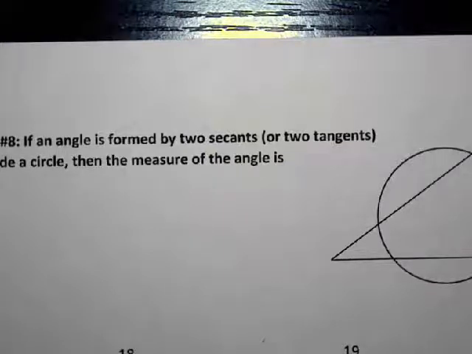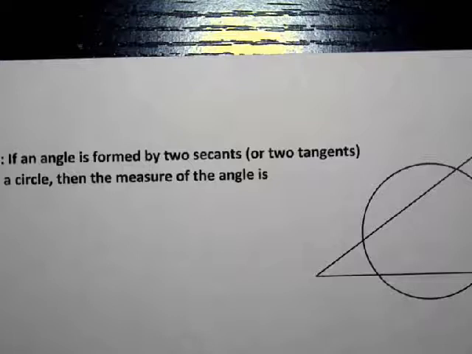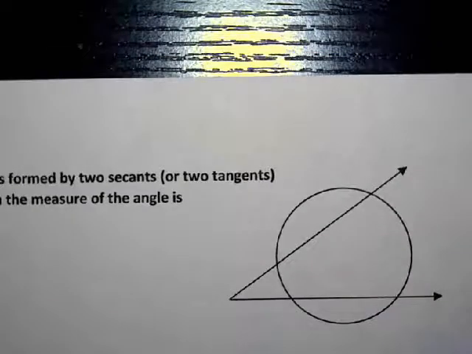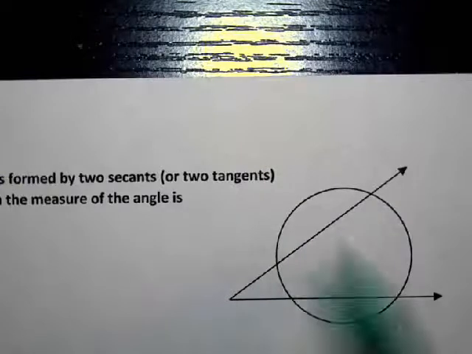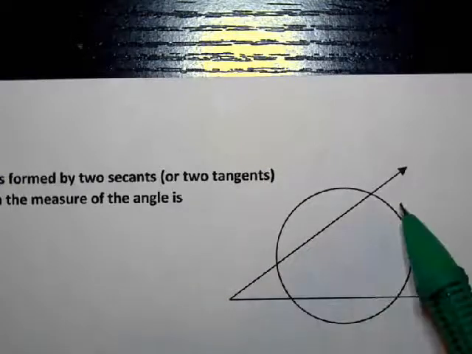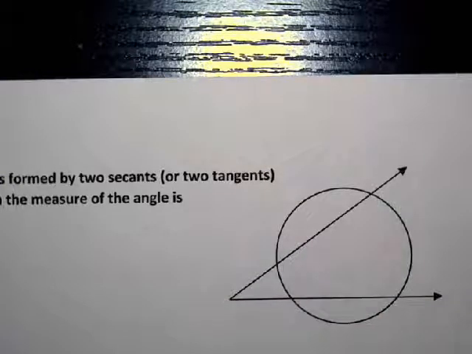Circle conjecture number 8. Here's the picture. If an angle is formed by two secants, or two tangents, but we have two secant lines right here because they go through two points in the circle instead of just through one, and they intersect outside the circle, then the measure of the angle, so here is the angle that we're measuring, okay, that's the angle, so I'm going to write x right here.